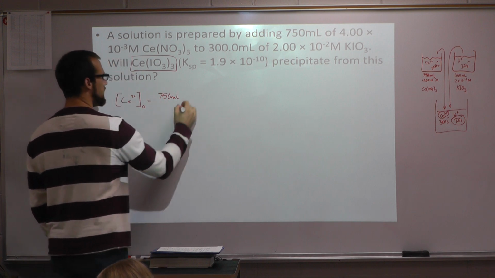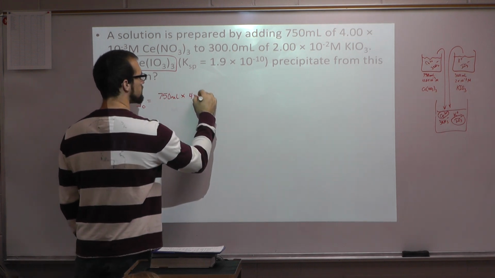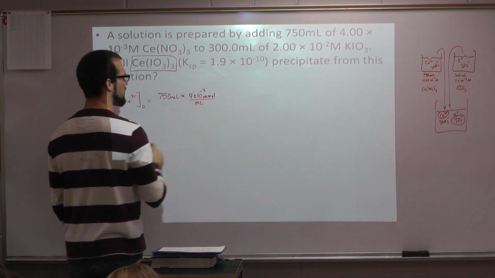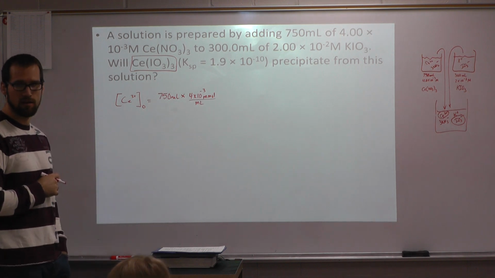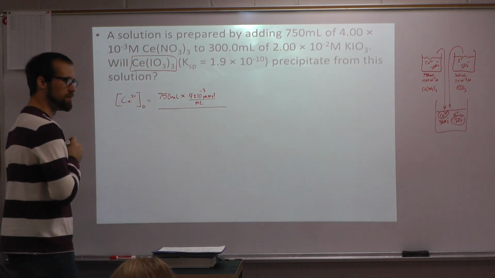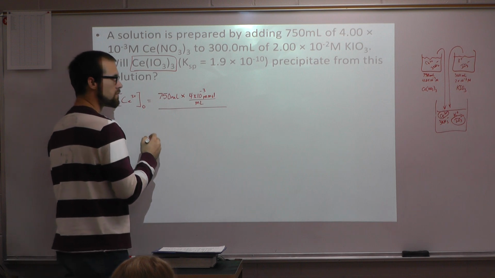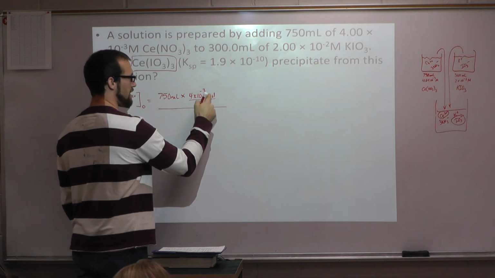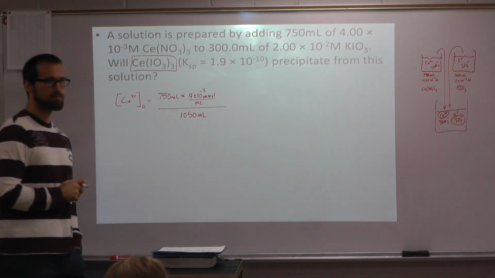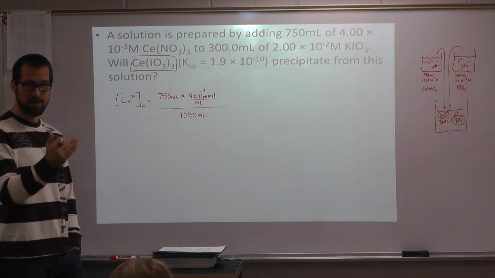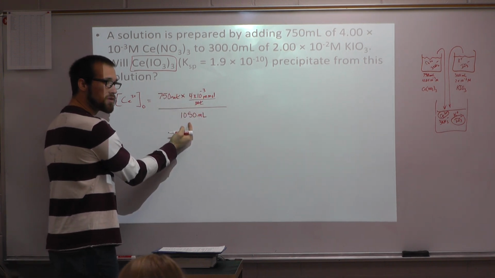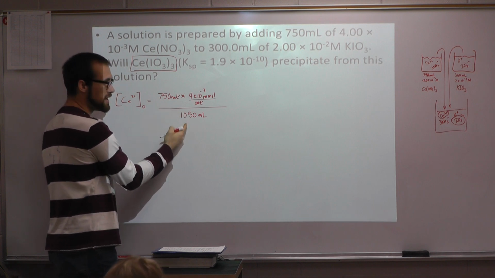okay, times the molarity. And remember, a millimole per milliliter is the same thing, right? As a mole per liter. Divided by my total volume. 1.05 liters. I'll keep it in milliliters. Because I want to have millimoles divided by milliliters in the end to get molarity. You guys remember that a millimole per milliliter is the same as a mole per liter. Okay, so do you see how this will give me millimoles of my stuff and then dividing it by my new total volume? So I'll have millimoles divided by milliliters to give me my molarity.